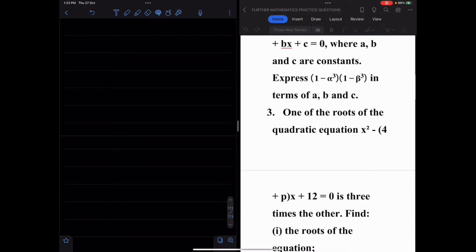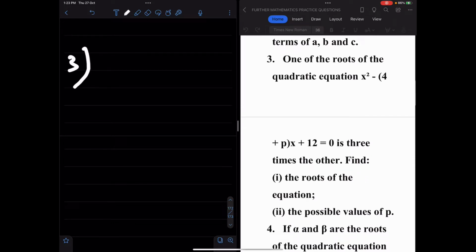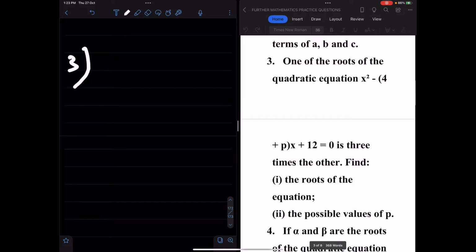The next one is number 3. One of the roots of the quadratic equation x squared minus (4 plus p) times x plus 12 equals 0 is 3 times the other. Find (i) the roots of the equation, and (ii) the possible values of p.